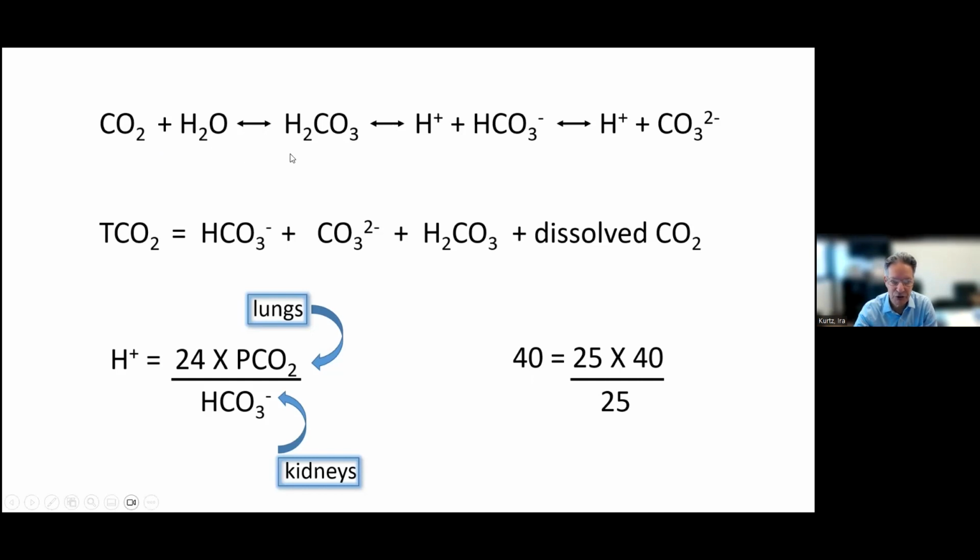So you have four substances that have a carbon on them: carbon dioxide, carbonic acid, bicarbonate, and carbonate. And these things are all present, and they're all present at the same time, and they vary with the concentration of each of the other substances. So for instance, if I hyperventilate and lower the carbon dioxide concentration, everything will shift to the left.